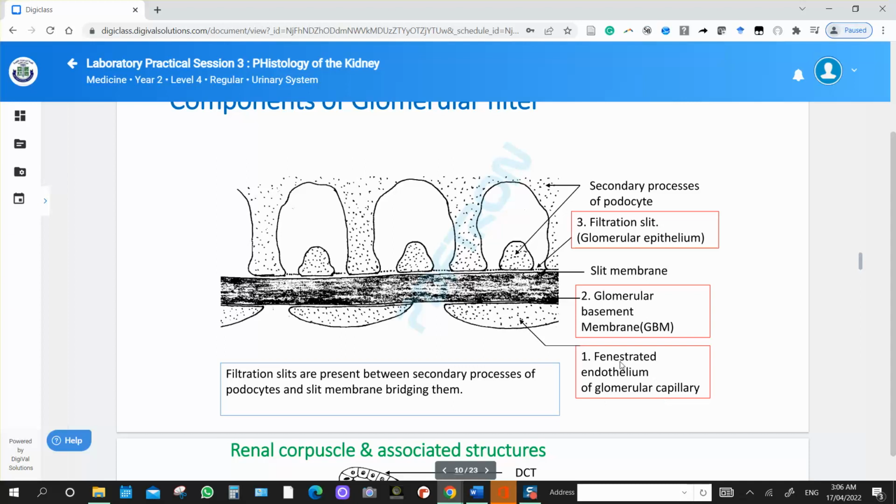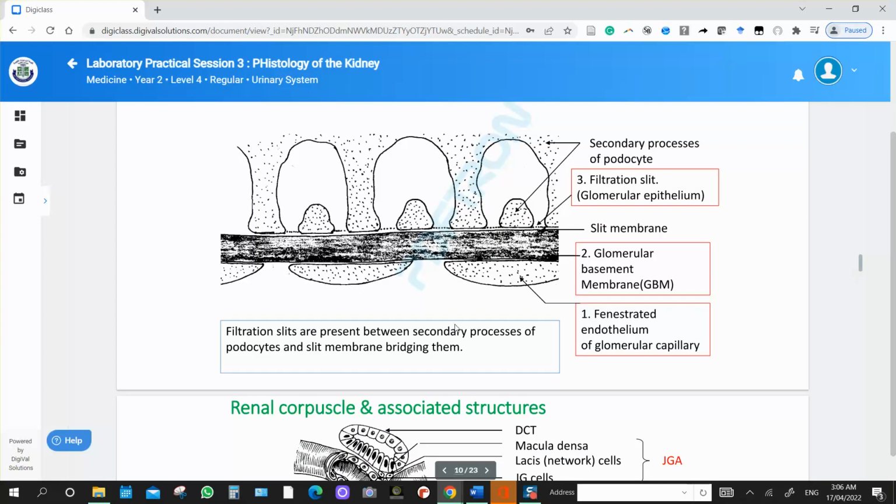In the next diagram you can see the parts of the glomerular filter. On one side you have the fenestrated endothelium of the glomerular capillary. Then you have the glomerular basement membrane, GBM, and then the slit membrane, and then you have the filtration slit, which is the glomerular epithelium. All these form the parts of the glomerular filter.